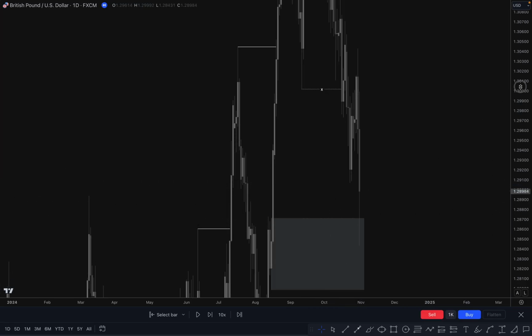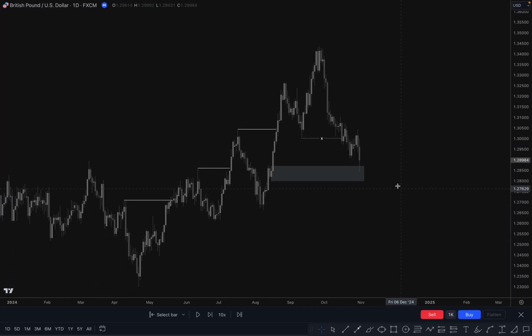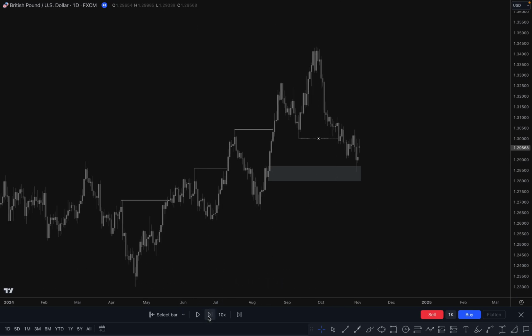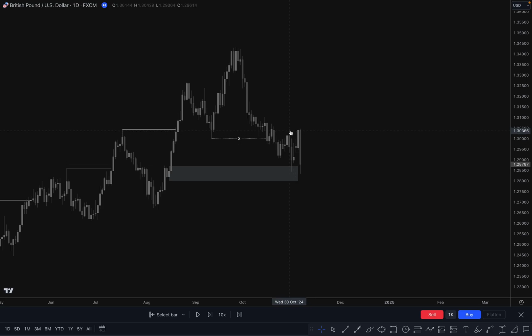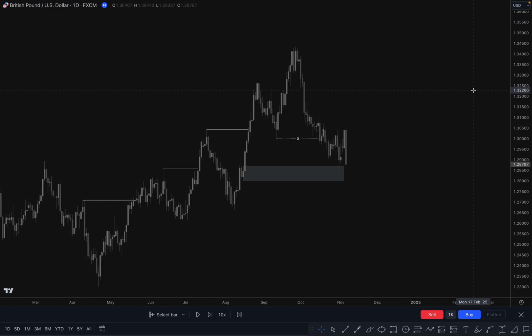And on the daily again, you can see that we reached that demand perfectly, and then you'll see later on, we start pushing up, had the break of the internal structure. These are all good signs that we are going to start going up again, in line with the overall trend.